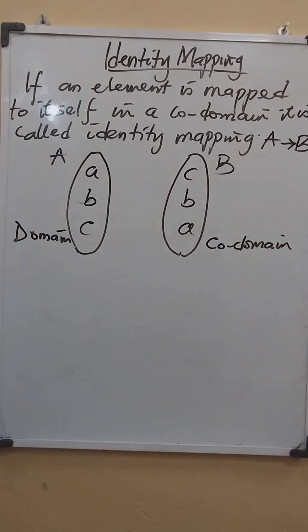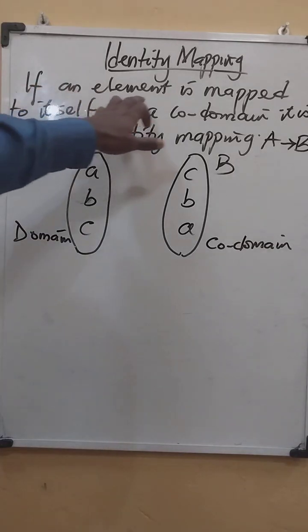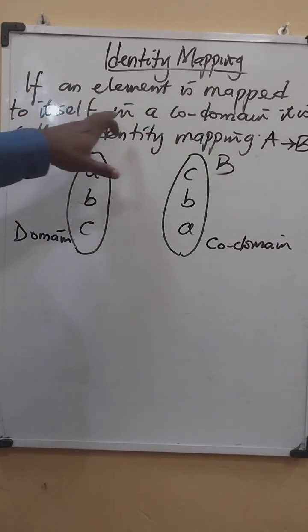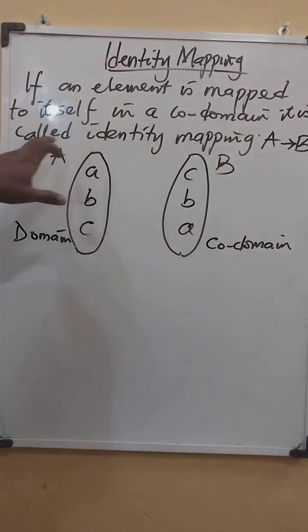So I would like somebody who is smart enough to look at the statement that I made. I say, if an element is mapped to itself in a codomain, it is called identity mapping. So can somebody confidently say, okay, this is how we are going to map this to this? Would anybody, okay, yes, Roland, your hand is up. Just tell me how we can map it. Roland.